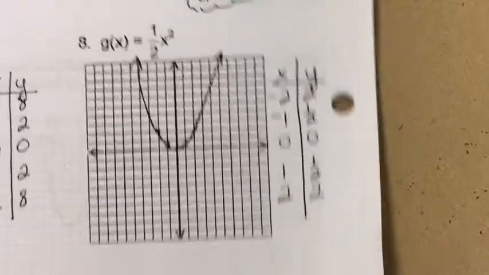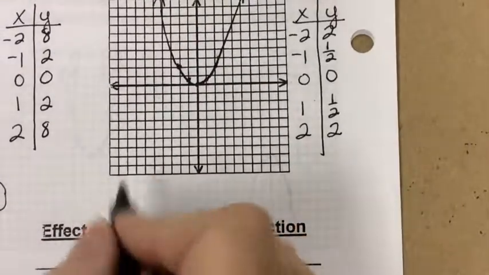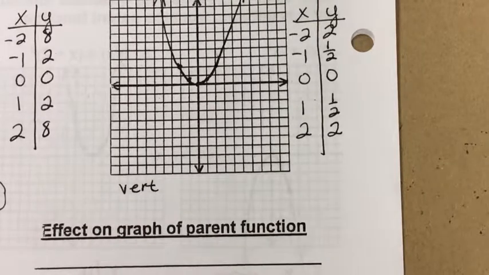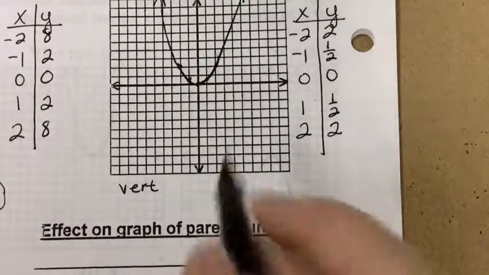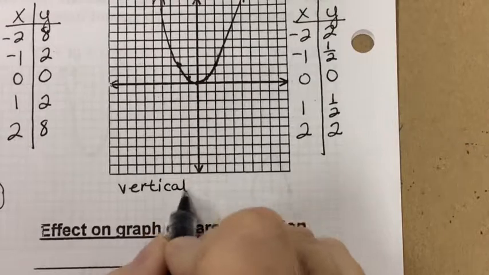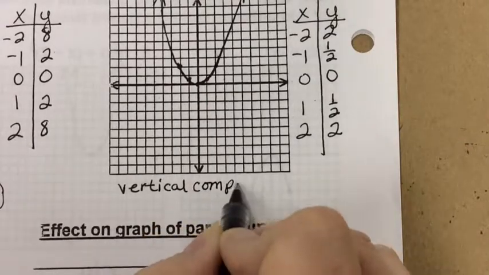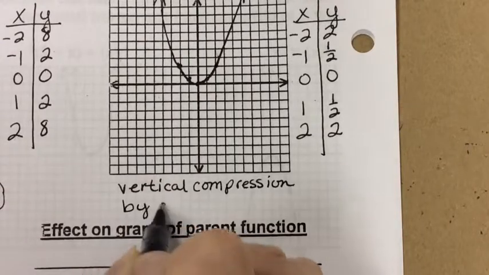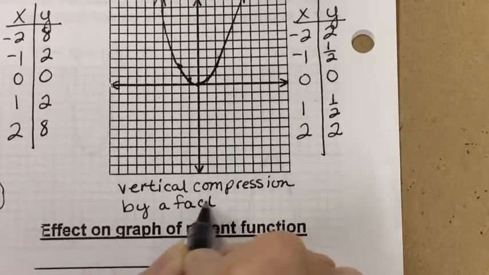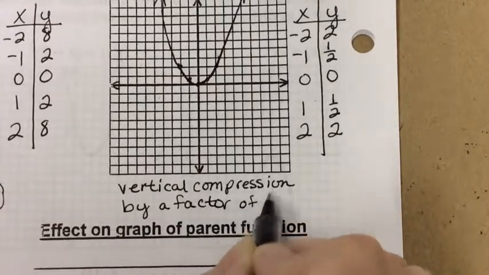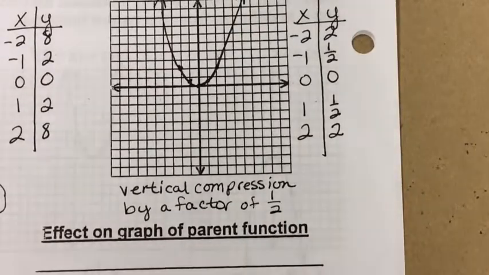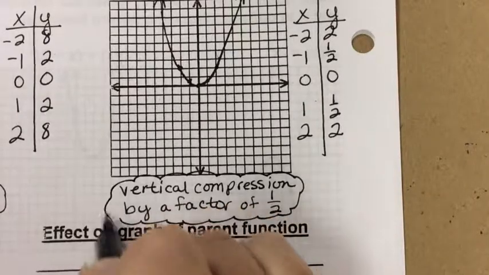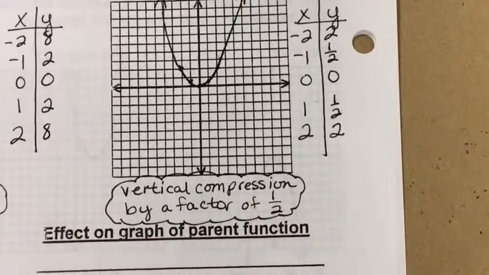And so we're going to call this a vertical compression because we're compressing it. If you punch down on Play-Doh, that's compressing it. So it's going to be a vertical compression by a factor of 1/2, because we're taking everything and cutting it in 1/2. So it's called a vertical compression by a factor of 1/2.